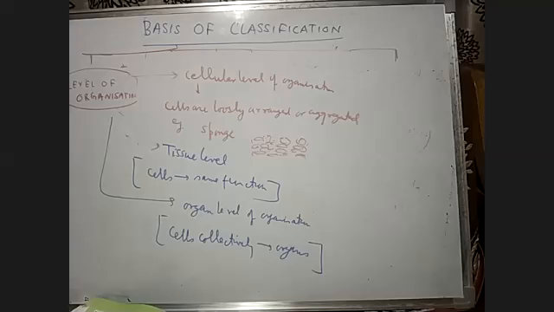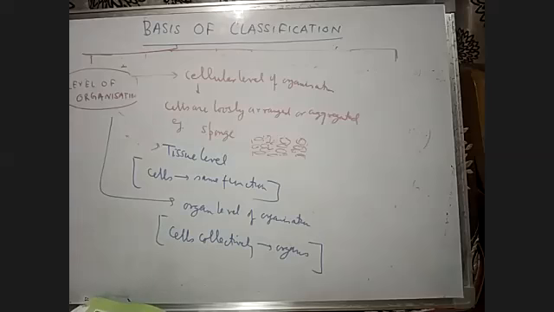So in the organ level of organization, we can say that the organs are associated to perform specific physiological functions. Just like the digestive system will perform the physiological function of digestion. Similarly, the respiratory system, the respiratory organs like the lungs, the trachea, the nose, will perform respiration. Similarly, the kidney will perform the function of filtration. So this kind of pattern is called the organ level of organization.